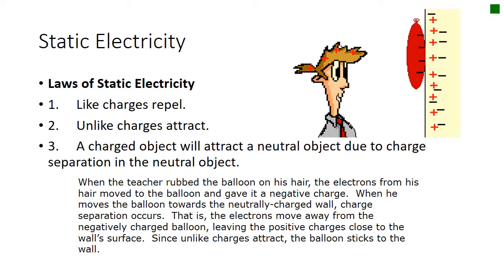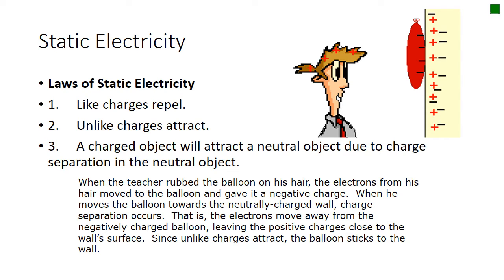Okay, static electricity. There are two kinds of electricity. We talked about static and current. Static electricity is the buildup of electric charges, meaning that the number of protons and the number of electrons are not going to be equal. Charged objects cause charge separation when they are brought close to neutral objects. For example, the buildup of charges in your hair when you put a wool sweater on.